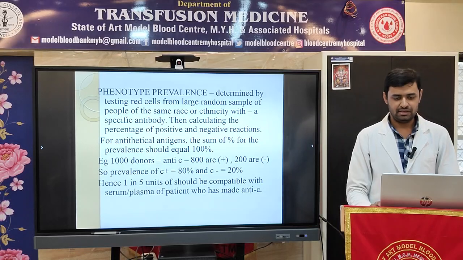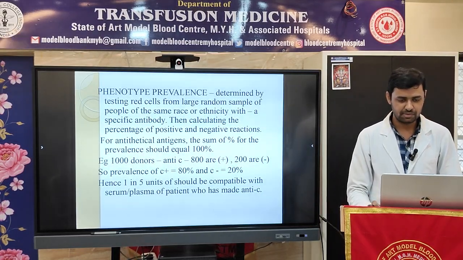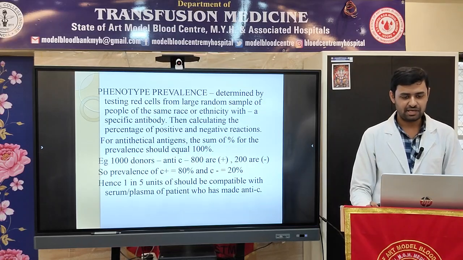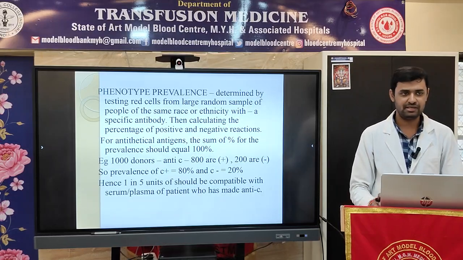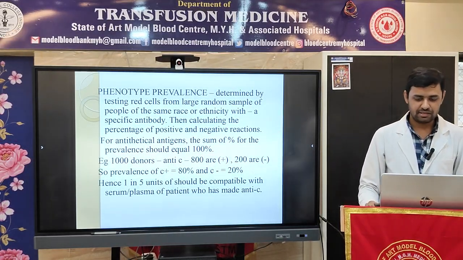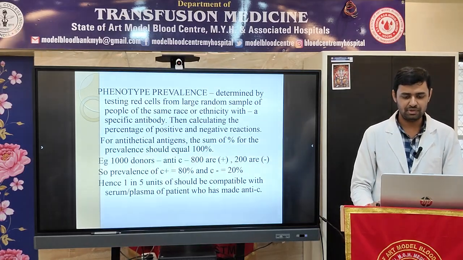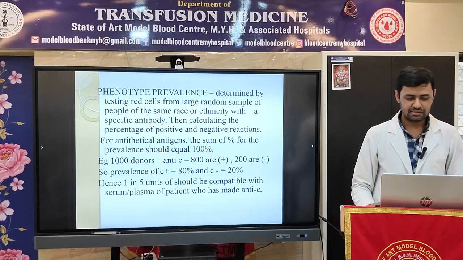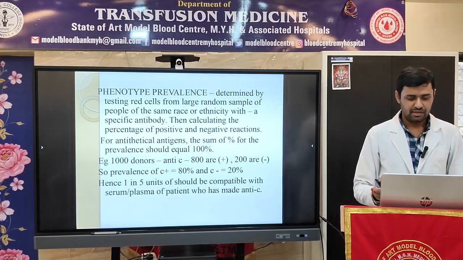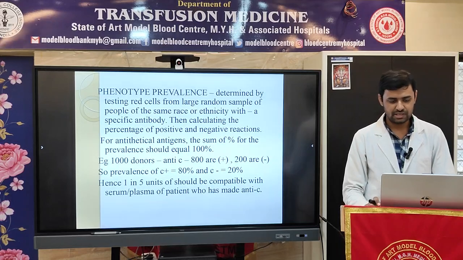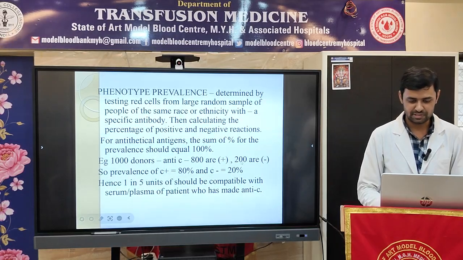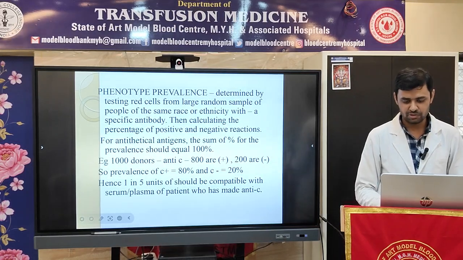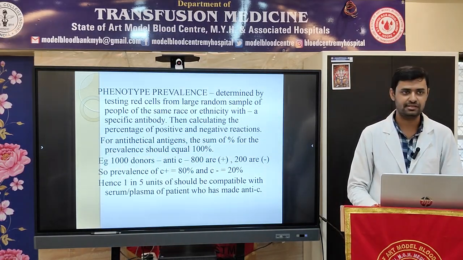What is phenotypic prevalence? It is determined by testing red cells from a large random sample of people of the same race or ethnicity with a specific antibody, then calculating the percentage of positive and negative reactions. What we are doing here is positive and negative reactions only. For example, for antithetical antigens, the sum of the percentage prevalence should be equal to 100%. For example, if we assess 1000 donors and find that 800 are positive with anti-c and 200 are negative, then prevalence of c positive will be 80% and c negative will be 20%. So for this 20%, we can conclude that 1 in 5 units should be compatible with the serum plasma of a patient who has made anti-c.